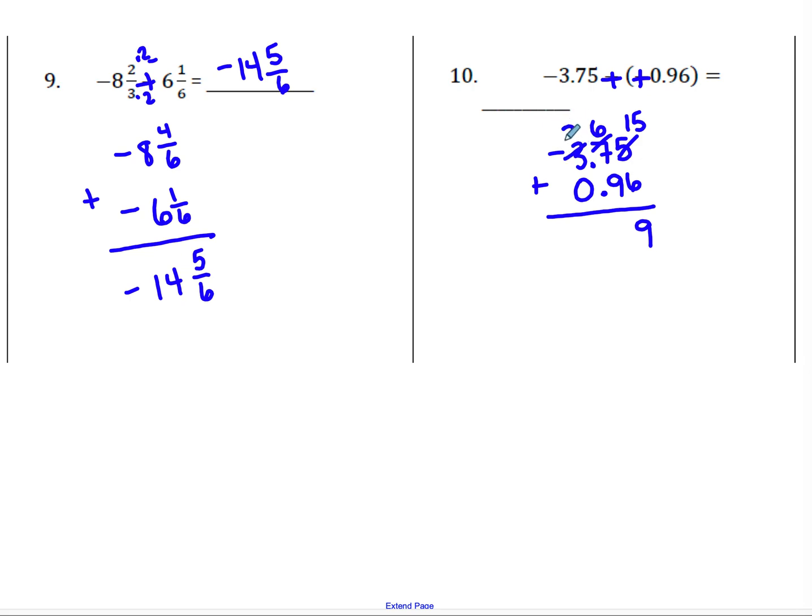This is going to become a 2. This is going to become a 16. 16 minus 9 is 7. Bring down that decimal. 2 minus 0 is 2. More negatives. Answer's negative. Negative 2 and 79 hundredths.